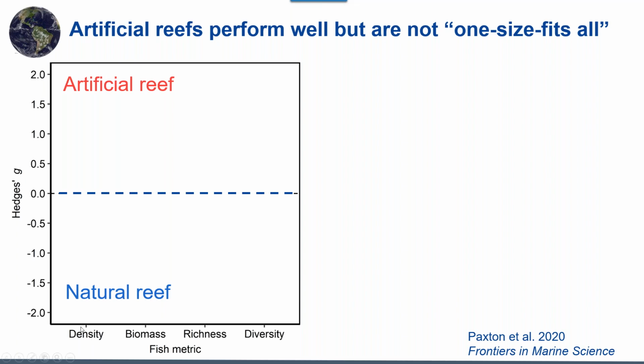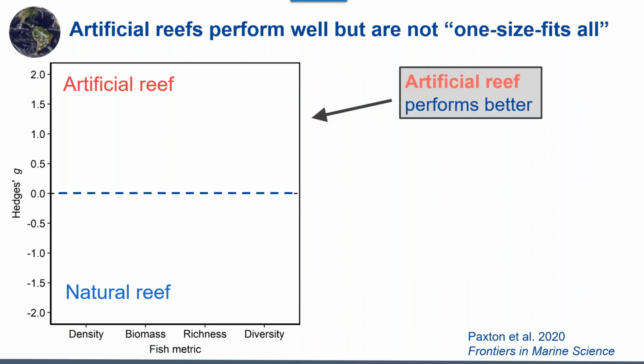So to walk through it, I'm going to use figures that look like this. I want to set them up a little bit. On the x-axis of this one, we have fish metrics, including density, biomass, richness, and diversity. And on the y-axis, this is our meta-analysis effect size, or Hedges' g.